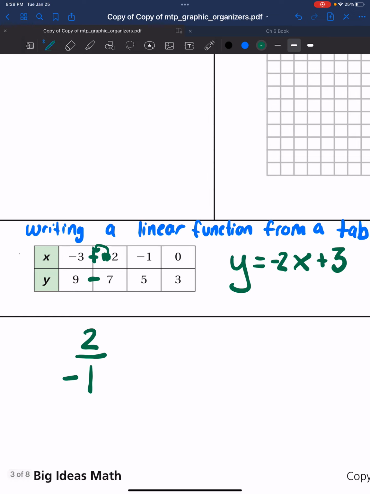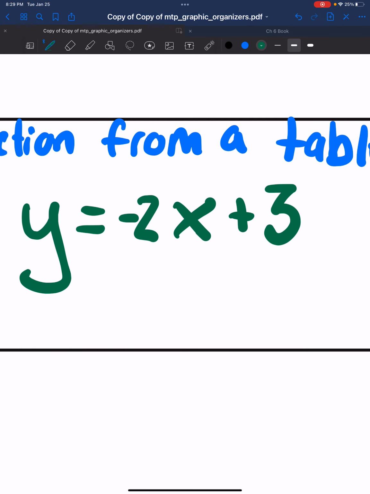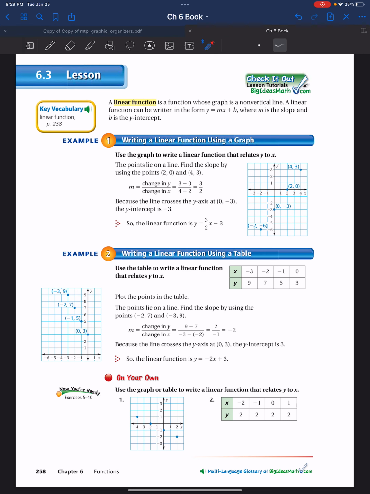So there's my equation: y equals negative 2x plus 3. And we can go back to the book to make sure I got it right. Negative 2x plus 3. All right, to make sure that you guys are fully understanding this, let's do the "on your owns" together. So you guys can grab a whiteboard, or you can just sit back and listen, test this on your own, see how you do.